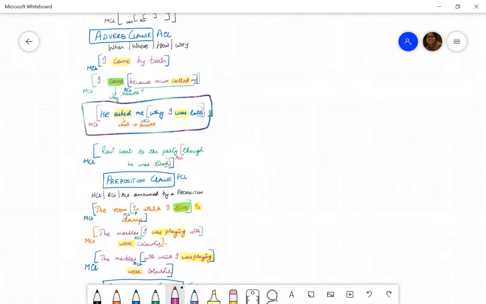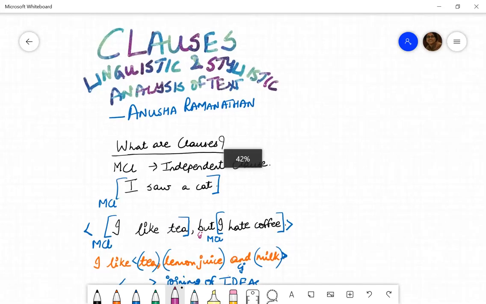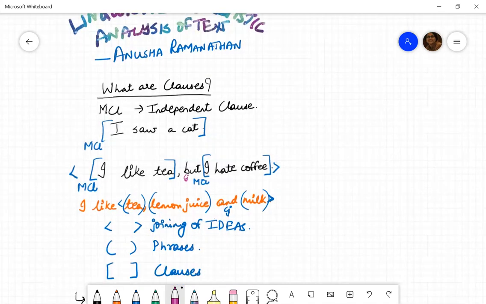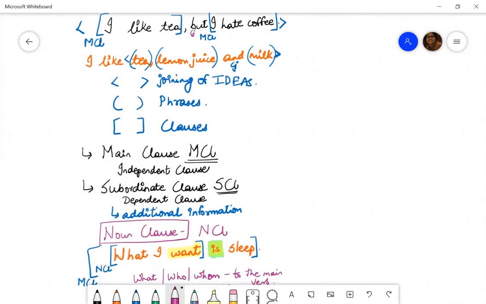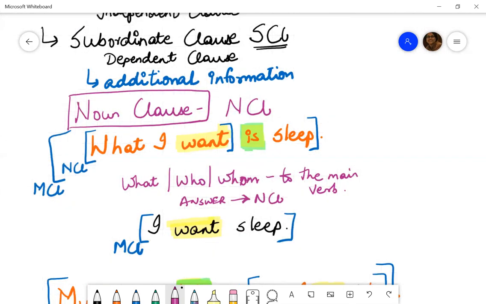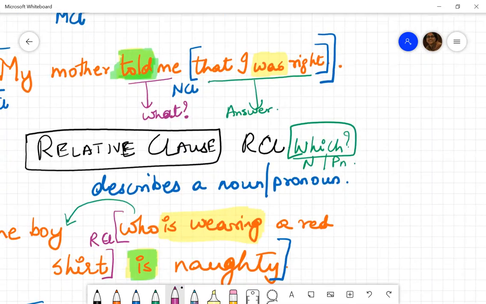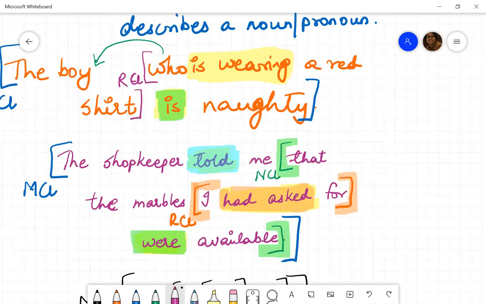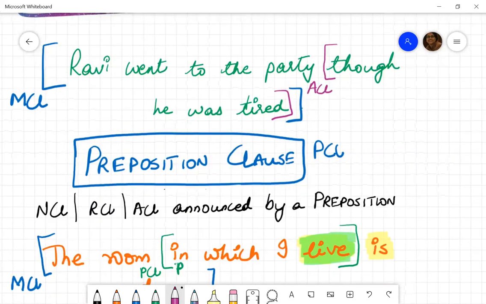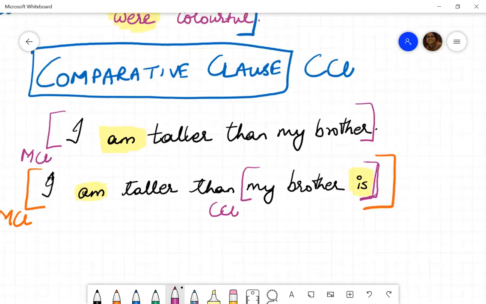We looked at the fact of comparative clauses. We understood what clauses are. Clauses are chunks of words. We tried to see whether these chunks are types in terms of main clause or subordinate clause. And within subordinate clauses, the types are NCL, and then there is relative clause, RCL, and then there is adverb clause, and then there is preposition clause, and then finally there is comparative clause. So these are the kinds of clauses that we have done.